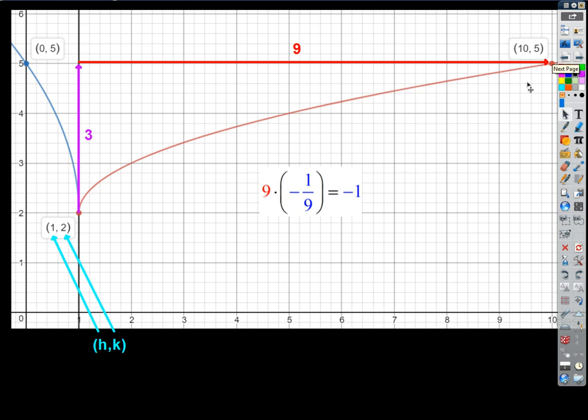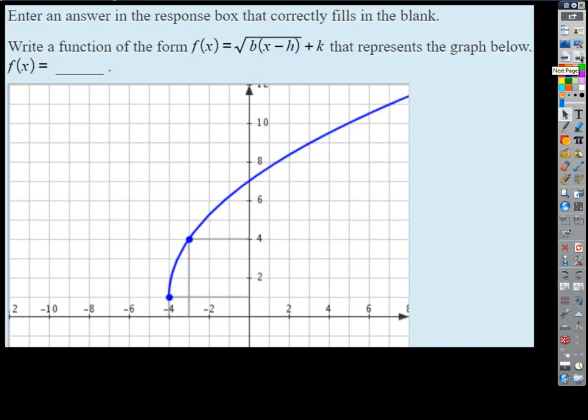So we're going to multiply this horizontal distance by the dilation factor and get -1. So instead, we're going to go up 3 and back 1. Okay? So there's our graph. Last one. How about this?